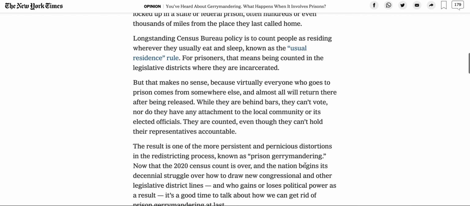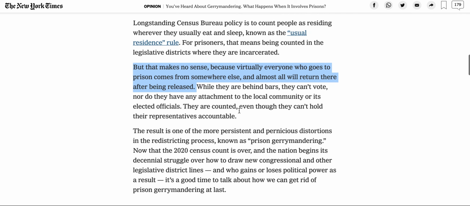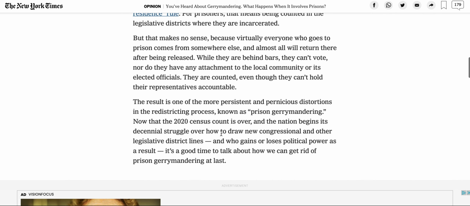After that, we go on and we get their take on that issue. So they're establishing that prisoners count as residing where they're incarcerated, but then they turn around and say that makes no sense. While they're behind bars, they can't vote, nor do they have the attachment. They are counted even though they can't hold.